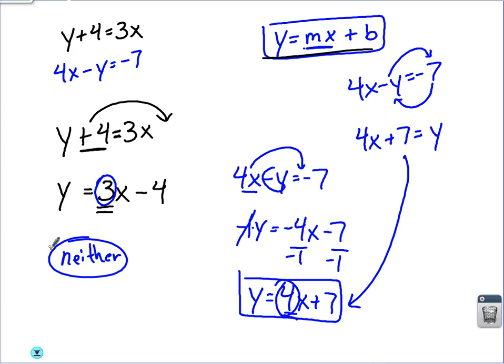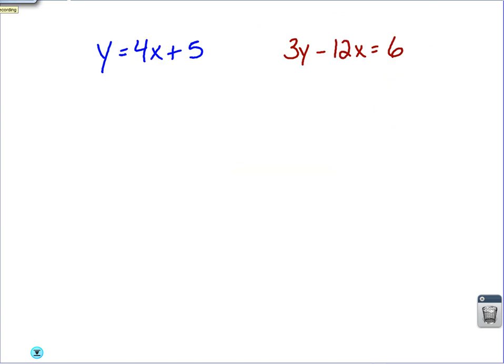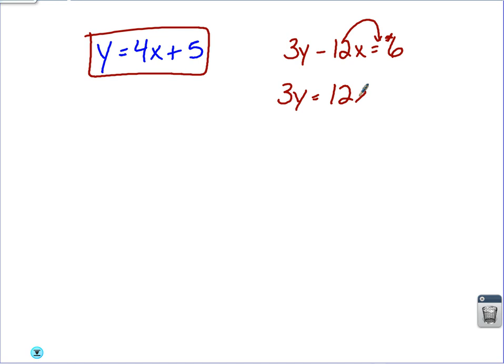Okay, next up, let's determine if y equals 4x plus 5 and 3y minus 12x equals 6 are parallel, perpendicular, or neither. Again, first step, make sure they're both in slope-intercept form, which this one is. The second one, to get in slope-intercept form, we're moving 12x over. We now have 3y equals 12x plus 6, and that 6 is positive. To get rid of the 3, we're going to divide everything by 3. We now have y equals 4x plus 2.